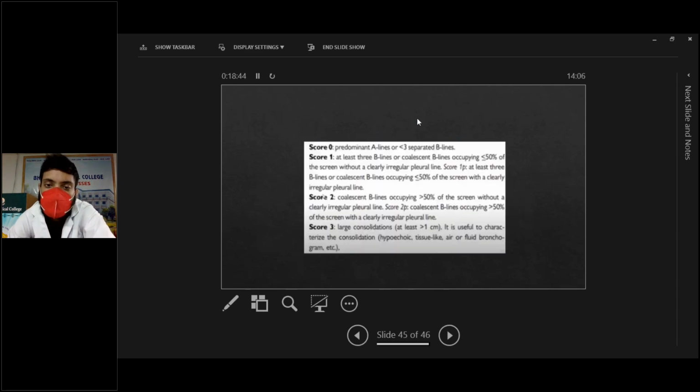Similar to the X-ray and similar to the CT, we also have a scoring system in the ultrasound from a score of 0 to a score of 3. Score 0 means there will be predominantly A lines or fewer than 3 separated B lines. Score of 1, there should be at least 3 B lines or coalescent lines occupying less than 50% of the screen without a clearly irregular pleural line. Score of 2, the coalescent B lines occupy more than 50% of the screen without a clearly irregular pleural line. Score of 3 suggests that there are larger consolidations, at least more than 1 centimeter, and it is useful to characterize the consolidation, which appears hypoechoic.